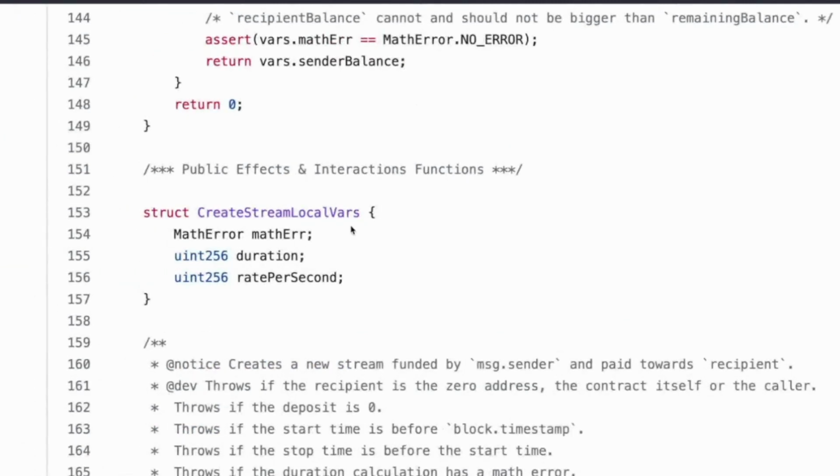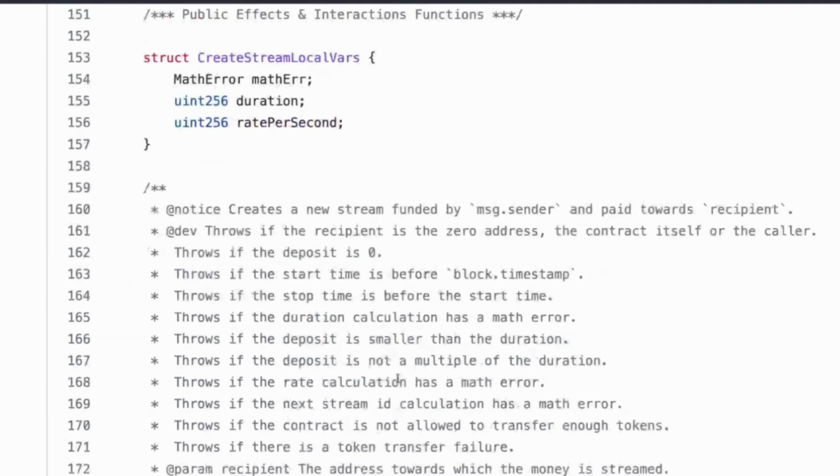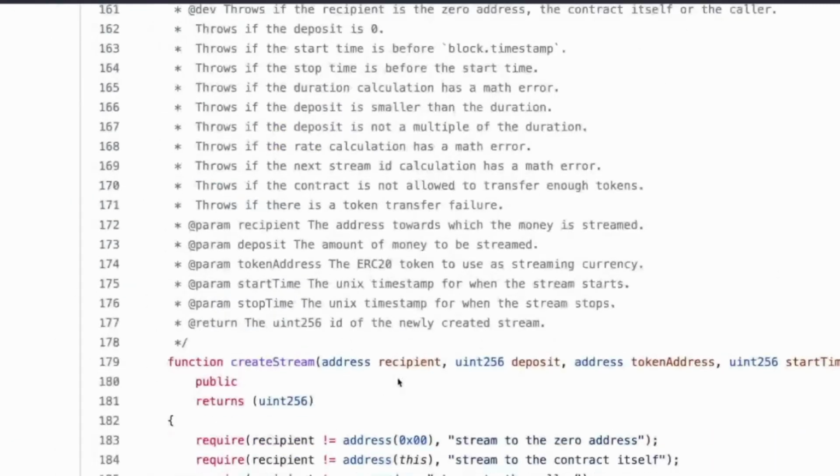Cool. Struct. Create stream local variables. Math error, duration, and a rate per second. Ooh, we can set a rate per second. Interesting. So by rates, I think they mean like amount per second. So instead of saying I want to spend my 3,000 DAI in 12 months, you say I want to spend my 3,000 DAI at a rate of 100 DAI per second. That's my understanding. But you can't do it slower than a second because obviously you can't put 0.5. Yes, I doubt you can. Let's check. Unless they're scaling somewhere, but I doubt it.